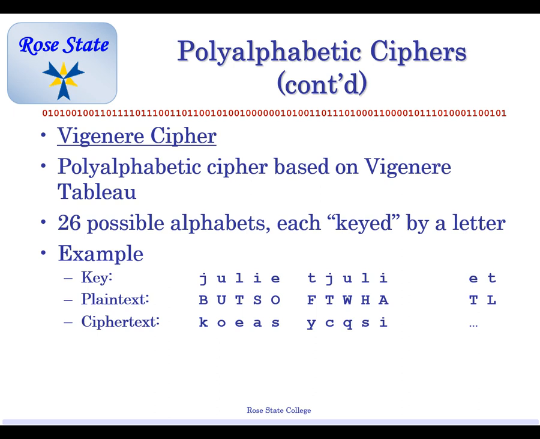Well, there's something called the Vigenère Cipher. When I went through the CISSP training, it's kind of funny. The guy is like, yes, there's something called the Vigenère Cipher. I'm like, the what? I said, no, this is the Vigenère. He's like, oh, I thought it was Vigenère. No, it's not that. It's a Vigenère Cipher, okay? It's a polyalphabetic cipher. It means more than one alphabet, okay? Based on the Vigenère table or tableau, okay? Use 26 possible alphabets, each keyed by a letter.